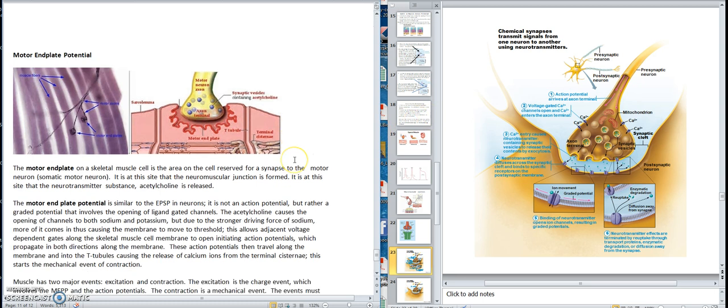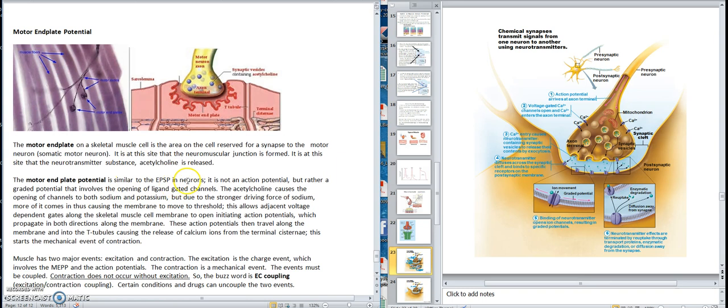So let's go here. The motor endplate we just talked about. The motor endplate is similar to the EPSP in neurons. It is not an action potential, but rather a graded potential that involves the opening of ligand-gated channels. The acetylcholine causes the opening of channels to both sodium and potassium, but due to the stronger driving force of sodium, which we mentioned, more of it comes in, causing the membrane to move to threshold. This allows adjacent voltage-dependent gates along the skeletal muscle cell to open, initiating action potentials, which propagate in both directions all along.